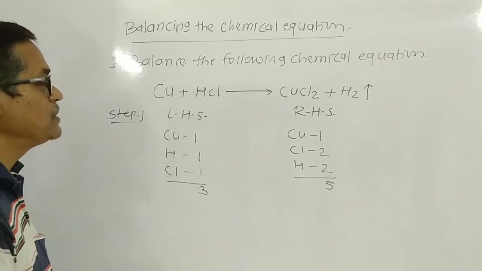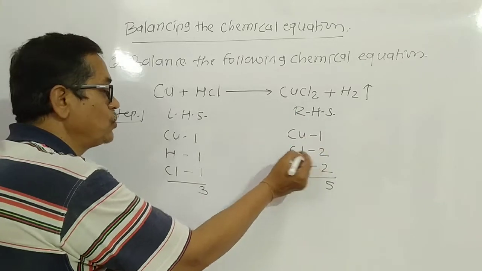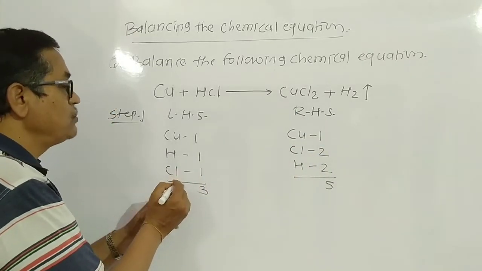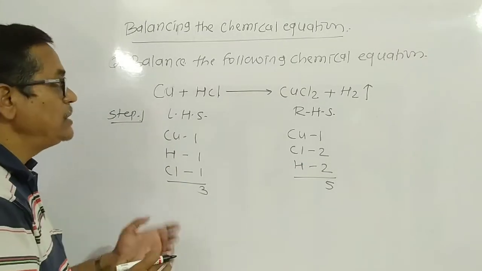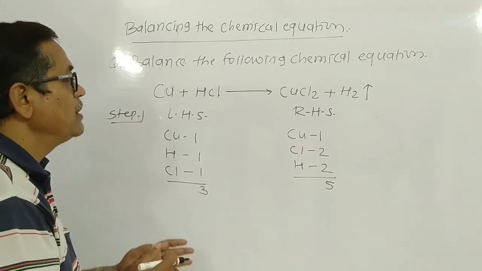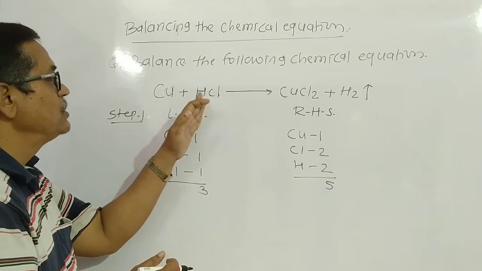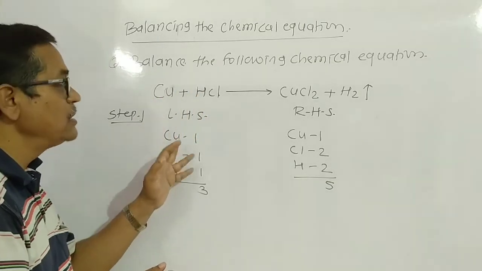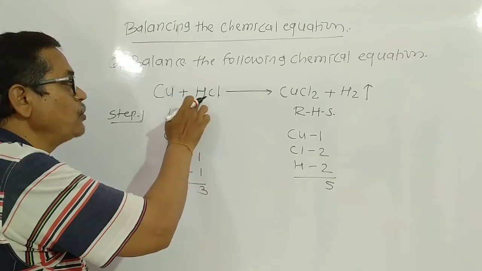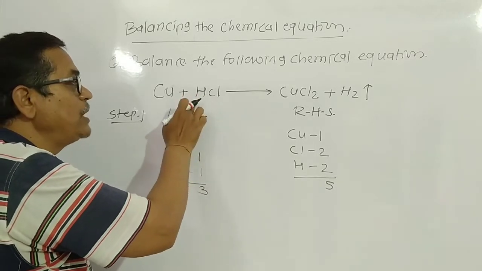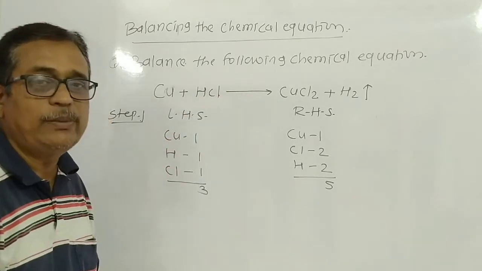Then how do we balance that equation? Copper is balanced, but on the RHS there are 2 chlorine and on the LHS 1 chlorine, on the RHS 2 hydrogen and on the LHS 1 hydrogen. So here we multiply HCl on the LHS by coefficient 2. Using coefficient 2 for HCl, multiplying HCl by 2, the equation should be balanced.